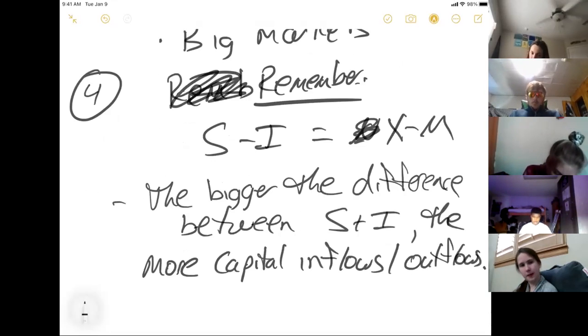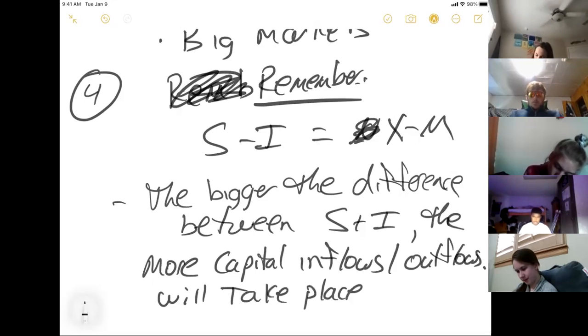The bigger the difference between savings and investment, the more capital inflows or outflows that will take place. Once again, this is just kind of a simple math.